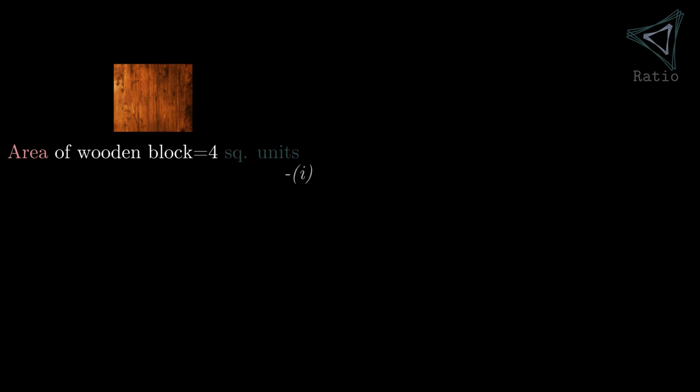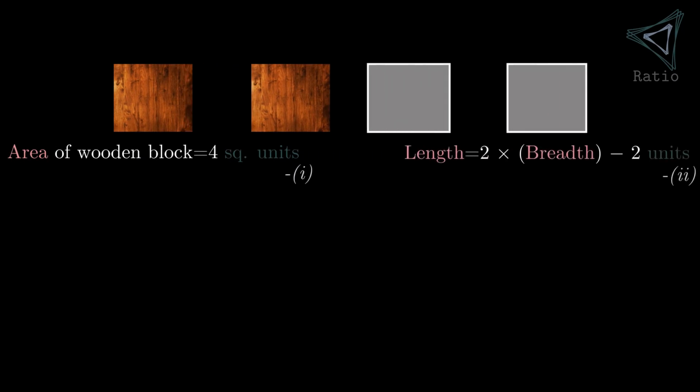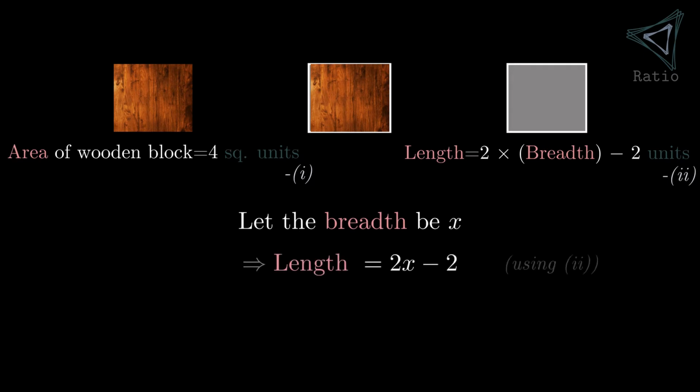Say we have a room whose length is known to be 2 less than double the breadth. Also, you have a wooden block of area 4 square units which fits perfectly on the floor of the room. You don't have any ruler and you really want to know the dimensions of the room. How will you do it? For this, we take breadth of the room as x. This way, length equals twice x minus 2. Area of floor equals length times breadth, that is, x times 2x minus 2, which is the same as area of block, that is 4 units.